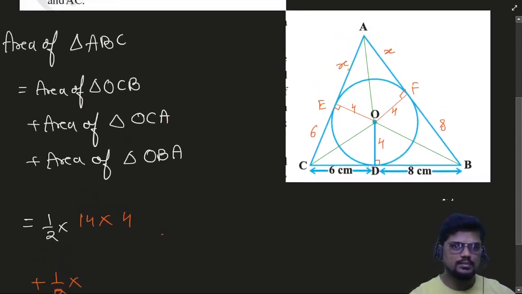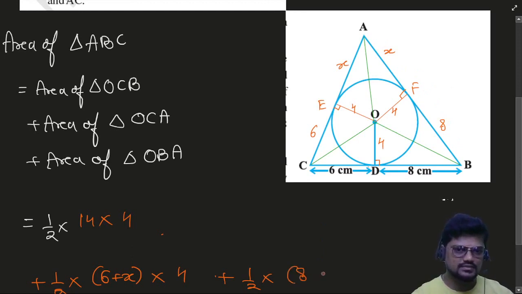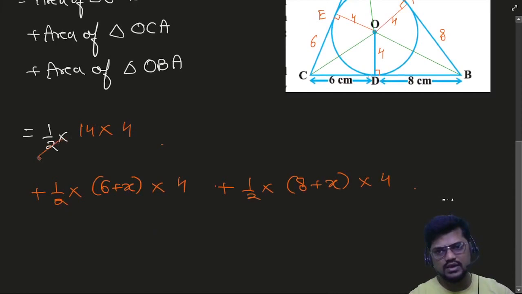The base will be 6 plus x and height will be again 4, plus half of area of triangle AOB, base will be 8 plus x and height will be 4 again. So what we can do, this gets cancelled, 2, this gets cancelled, 2, and this also gets cancelled, 2.